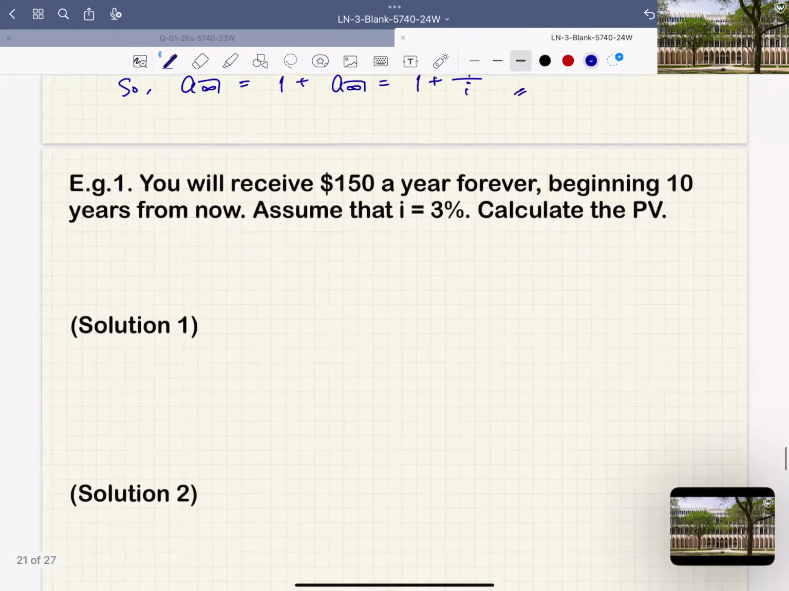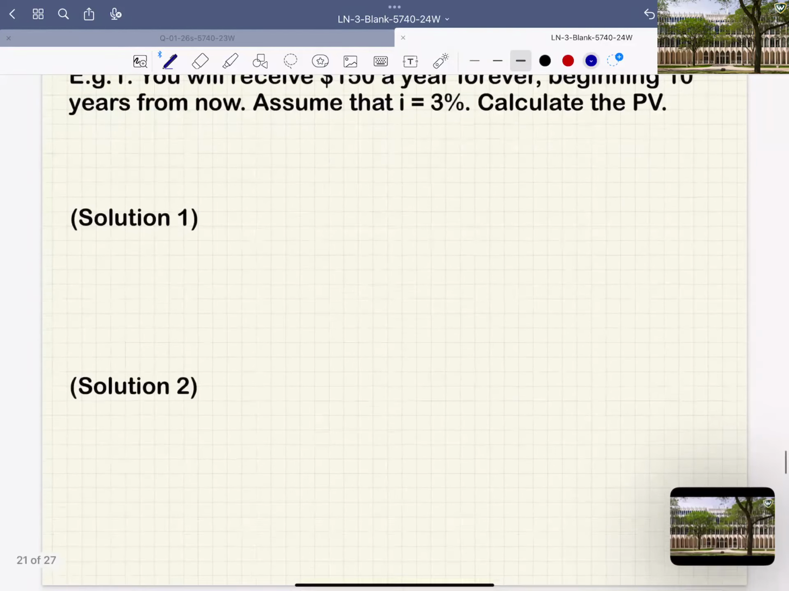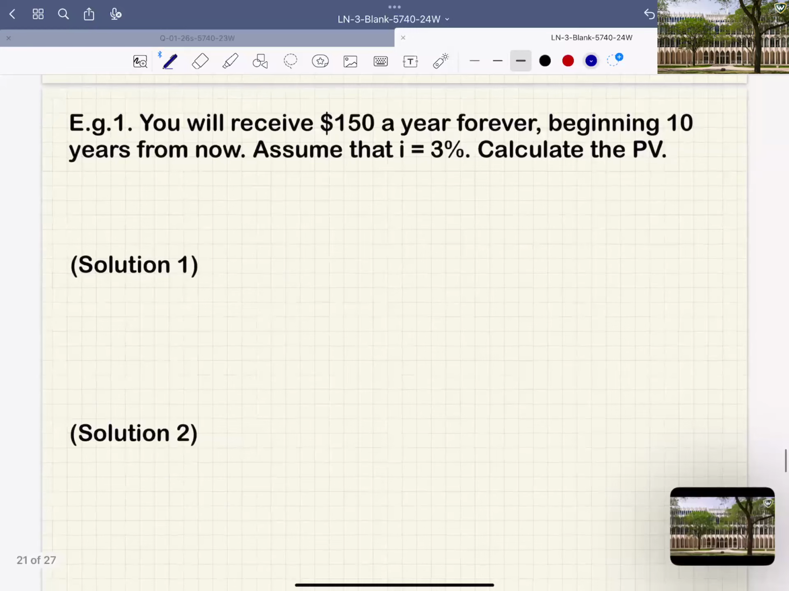Okay, so now we want to have an example. The example is slightly more complicated than just the definition. Example 1: you will receive $150 a year forever, beginning 10 years from now. Assume that i is equal to 3%, calculate PV. So it's a kind of deferred perpetuity.